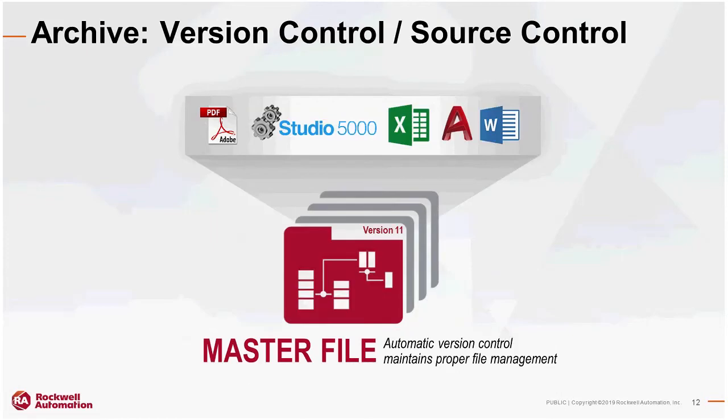So getting a bit more granular now, the AssetCentre archive that enables the version and source control is available for any electronic file, including PDFs, Studio 5000 files, Microsoft Office files, AutoCAD, just to name a few. It's not limited to Rockwell. It's any electronic file.